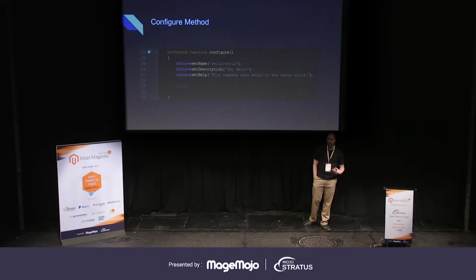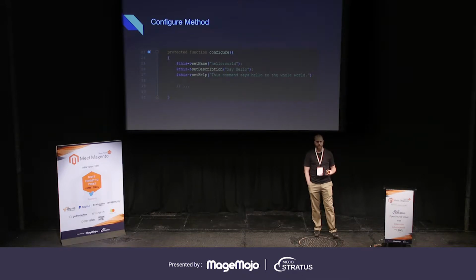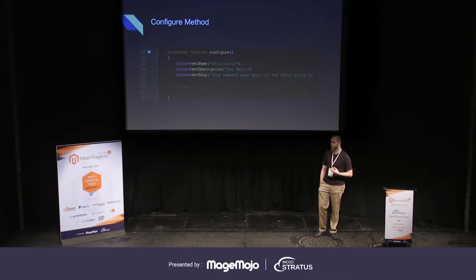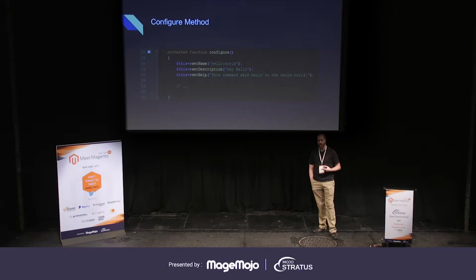Within the config method, you're going to set your basic stuff. You're going to set your name, your description, and the help. You should always make sure you set a good description and a good help. The help ends up being displayed on the detail page, so you can be as lengthy as you want. Make sure you tell your users how to use your command, possibly give them examples if there are many ways to use it, depending on how many options and arguments you have.